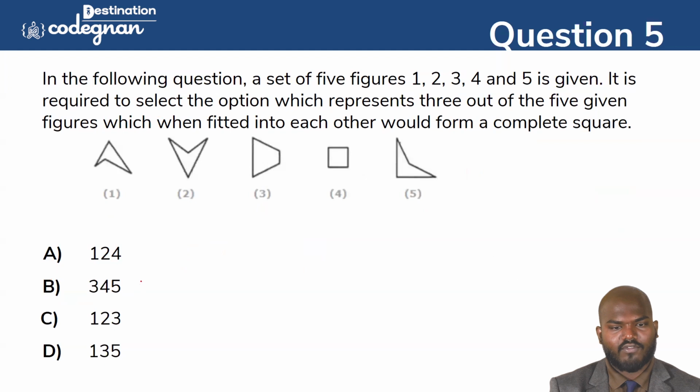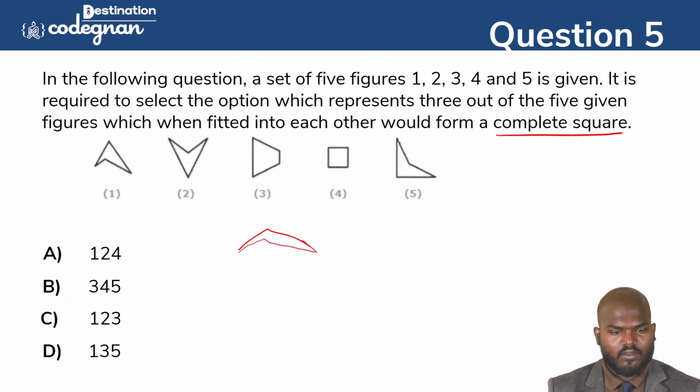Okay. Before that, you need to have some logic here in this one. Same as this, they are also asking this one to form a complete square. So let us check. We can go for option number D. We'll take it up. There is one, it is like this one.